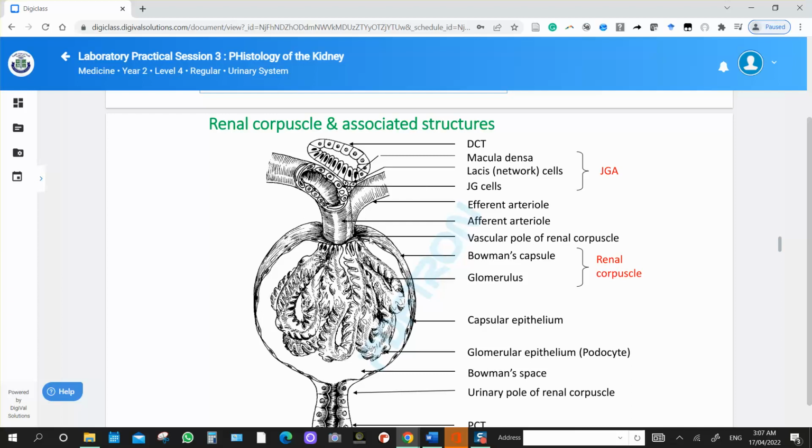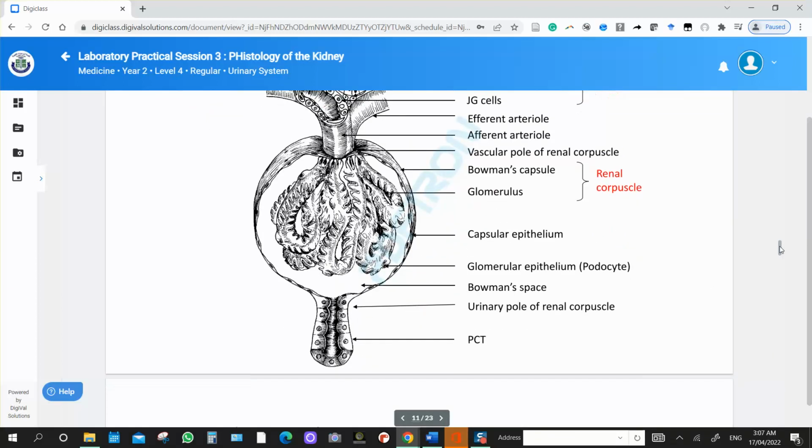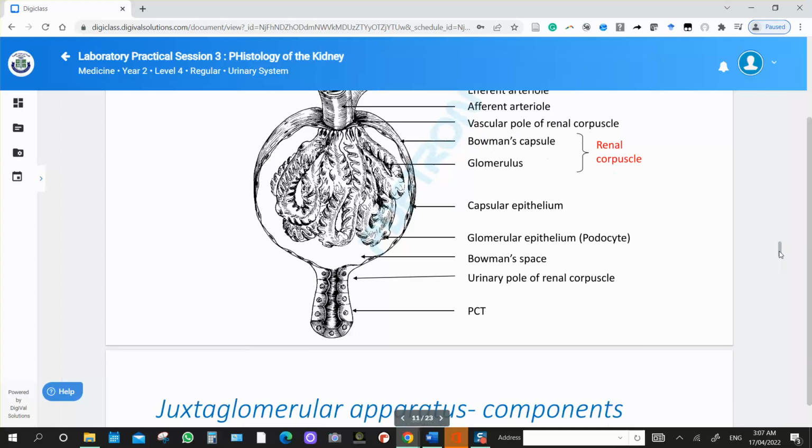This part is called the vascular pole. This is the Bowman's capsule, lined by simple squamous epithelium. Then the glomerulus is seen here. Moving on, the space is called the Bowman space, and this is the urinary pole. This is the PCT, lined by simple cuboidal epithelium with brush border.